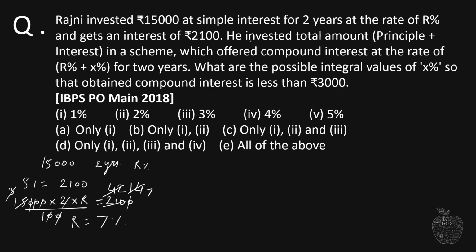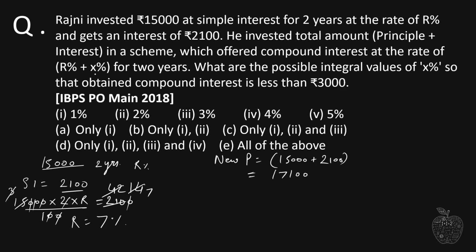So let's see what the question tells us now. He invested the total amount, principal plus interest, in a new scheme. So now what will the new P be? Principal is 15,000 plus interest of 2100. So his new P is 17,100.